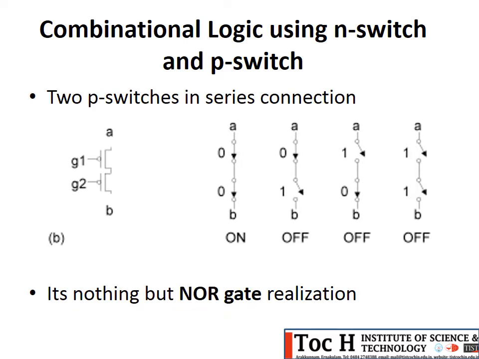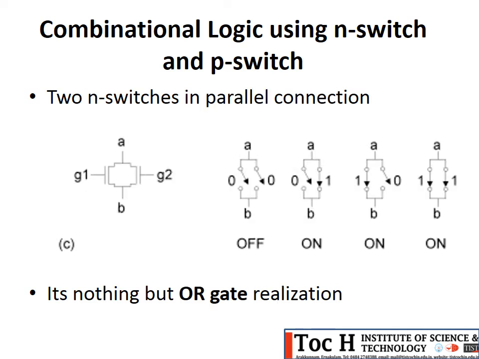Moving on to the next, where two P switches are in series connection. I have said the P switch will get turned on when we apply logic 0. So here you can see for the first condition 0, 0, this gate will turn on. For the other cases, what happens? They are all off. So this connection is actually representing the NOR gate realization.